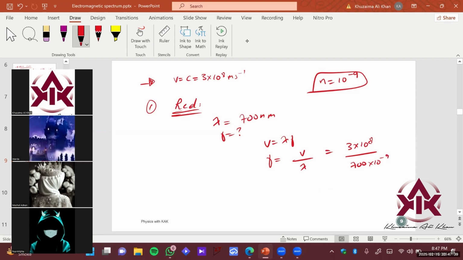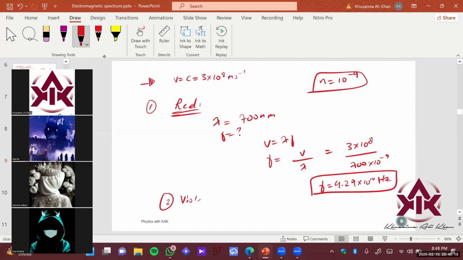So what is the frequency coming out to be? It should be in hertz. So let me find it out. It's going to be 3 exponent 8 upon 700 exponent minus 9. So the frequency is coming out to be 4.29 exponent 14 hertz, right? That is the frequency that is coming out to be for the red wave, right? Similarly, you can figure it out also for violet.